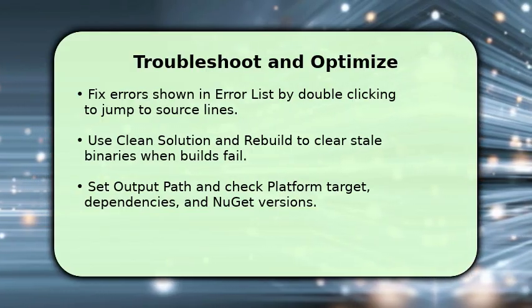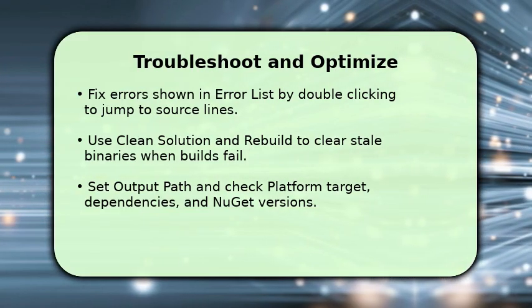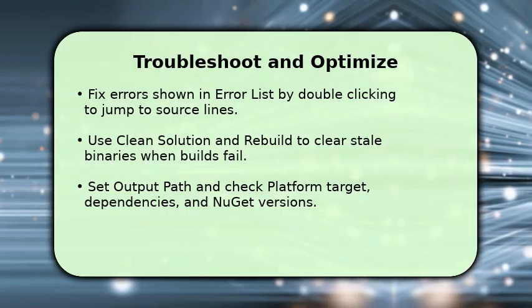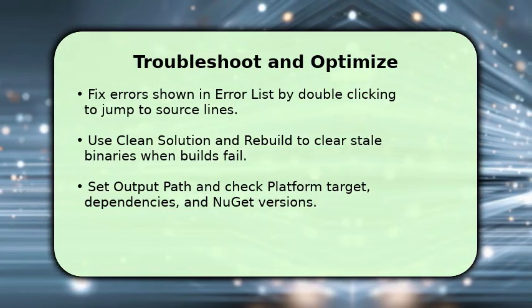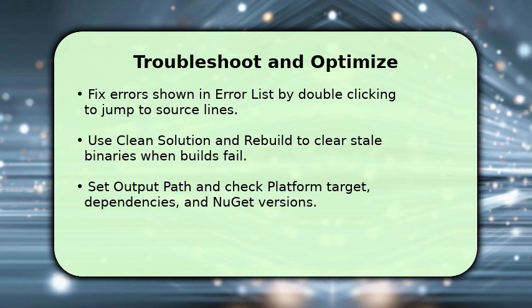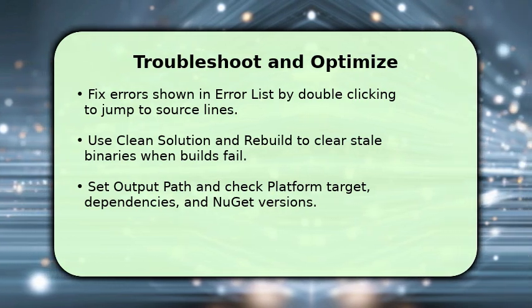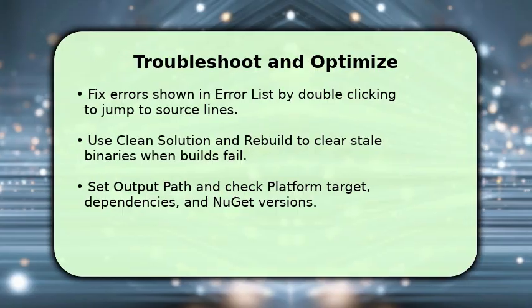Verify the output path and platform target in project properties for mismatches. Update or reinstall NuGet packages when dependency versions conflict. Finally, test on the target machine or configuration to confirm successful build and correct runtime.